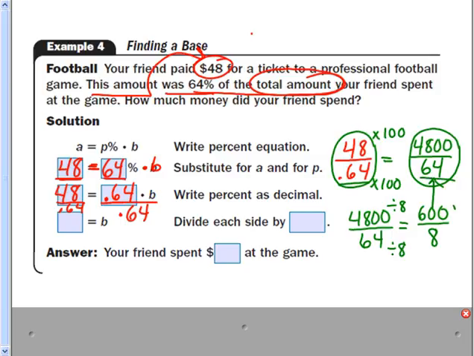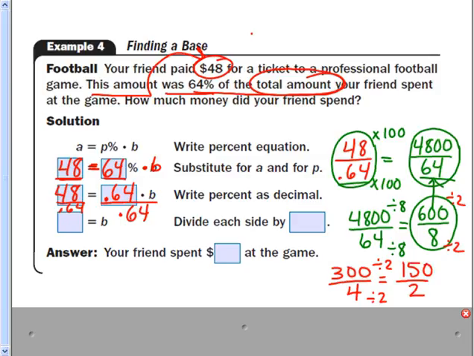Now looking at this, I know, for example, that those are both divisible by 2. I'm going to divide them by 2, see what happens. Now I've got 300 divided by 4. Hey, that's not so bad. But you know what? That's still divisible by 2. Now I can do 150 divided by 2. That's not so hard either, is it?